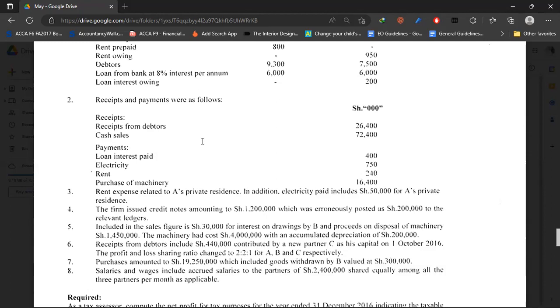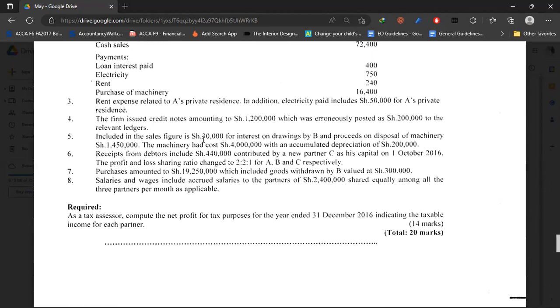Required, as a tax assessor, compute the net profit for tax purposes for the year ended 31st December 2016, indicating the taxable income for each partner. Can you scroll down?